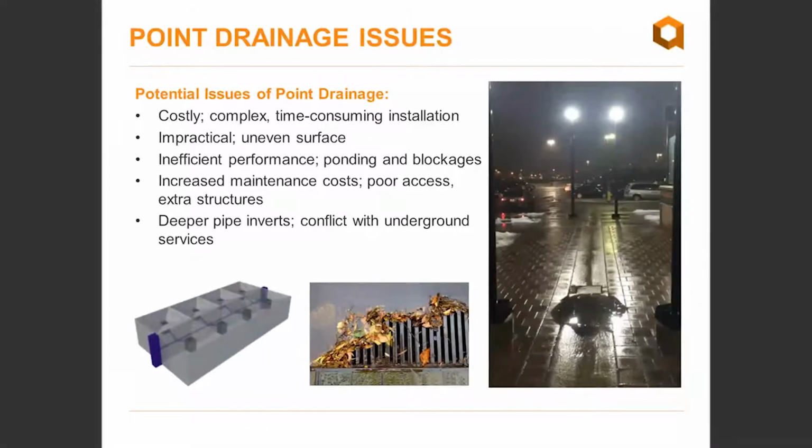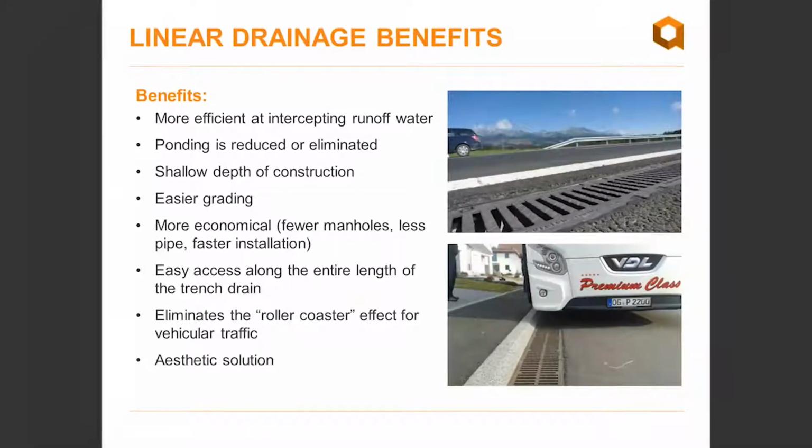Now, in summary, the benefits of linear drainage are, first of all, more efficient at intercepting runoff water. This is due to the large interception area, the grate area. Ponding is reduced or eliminated, even with aging pavement, after which the water is still likely to find its way to the drain. Shallow depth of construction, so excavation is not deep with linear drainage. Easier grading, no reverse diamond shapes to be done, only 1 or 2 slopes in the drainage system. Also more economical because there are fewer components.